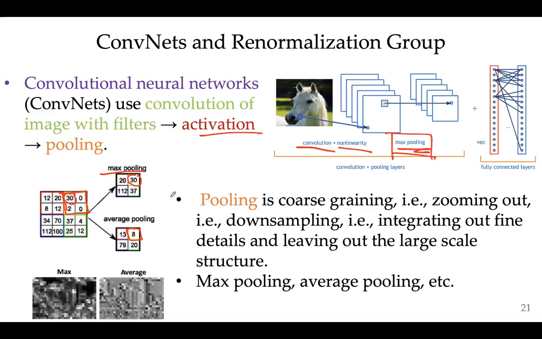But it is some sort of coarse graining, or you can say zooming out, or you can say downsampling, or in a physics language, integrating out fine details and leaving out the large scale structure. So it is kind of like zooming out from the picture.